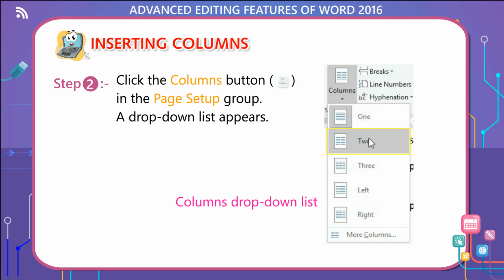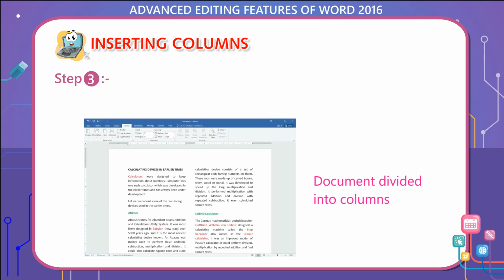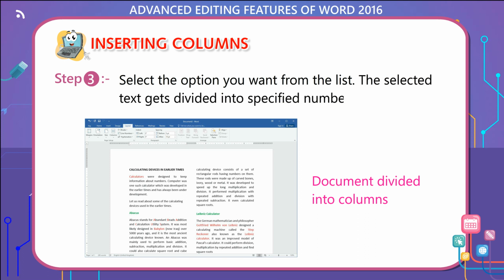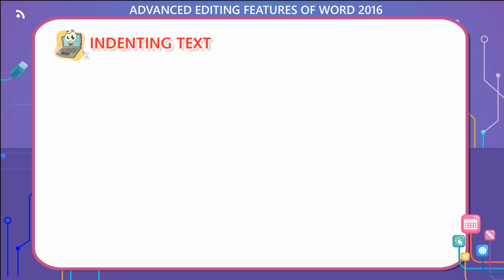A drop-down list appears. Step 3. Select the option you want from the list. The selected text gets divided into the specified number of columns.